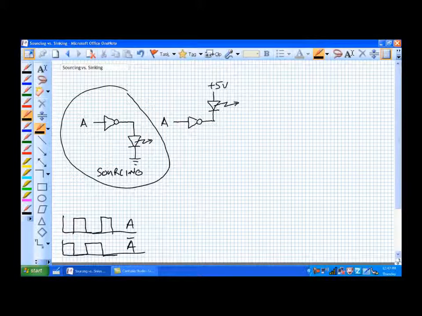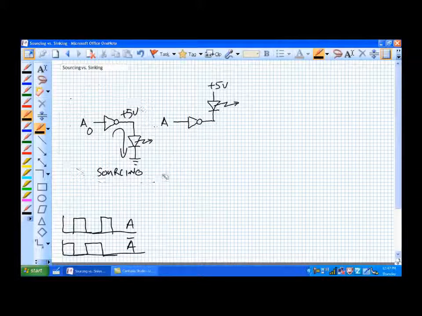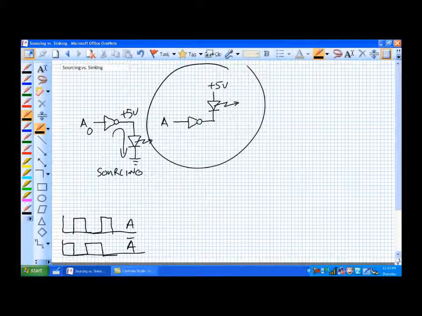It's sourcing the energy. What I'm talking about is this NOT gate is sourcing the energy for the current to flow through the LED. And that makes sense because when that's a 0, the gate is creating the potential difference to drive current through the LED. And this is in total contrast to this arrangement over here, which is what's known as a sinking arrangement.